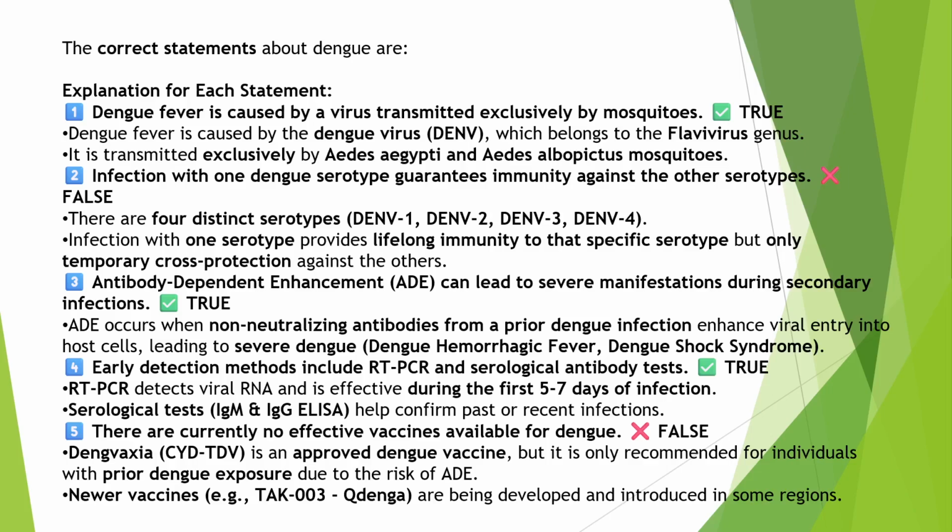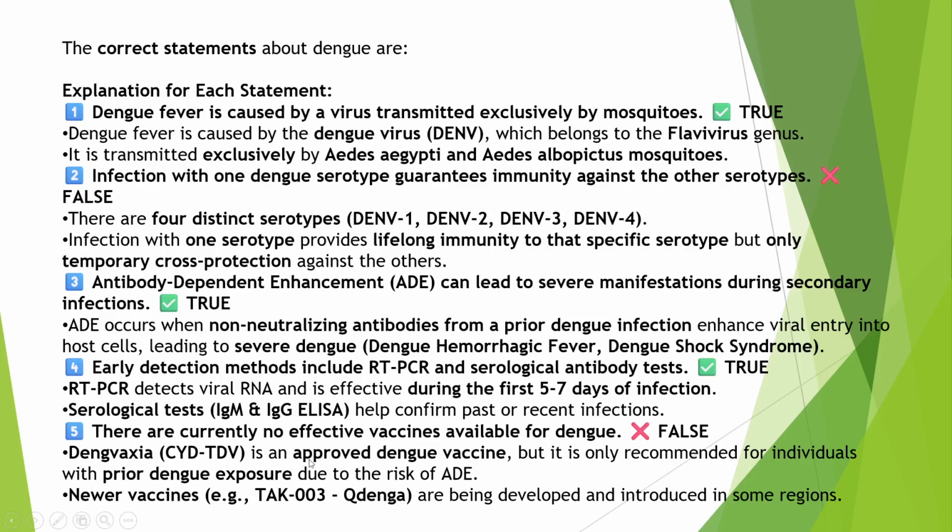If the antibodies are already present, it's a past infection, and if they are in low number or not present but RT-PCR is positive, it's a recent infection. And it also helps know which serotype is infected. Then, there are currently no effective vaccines available for dengue. So this is false. Dengue vaccines are given.